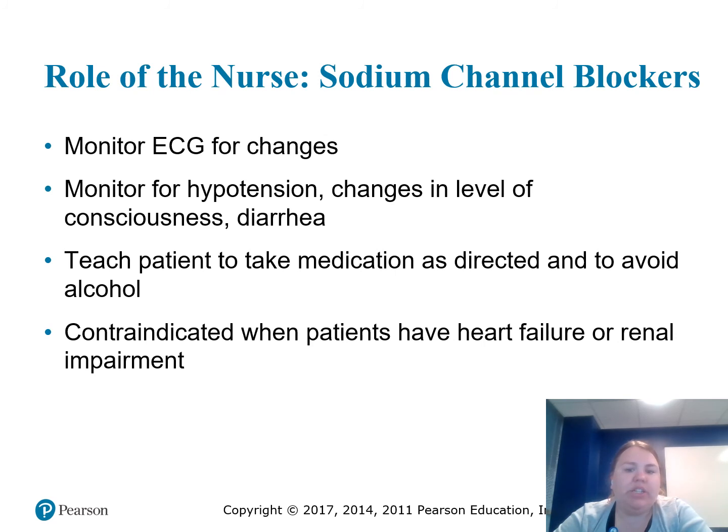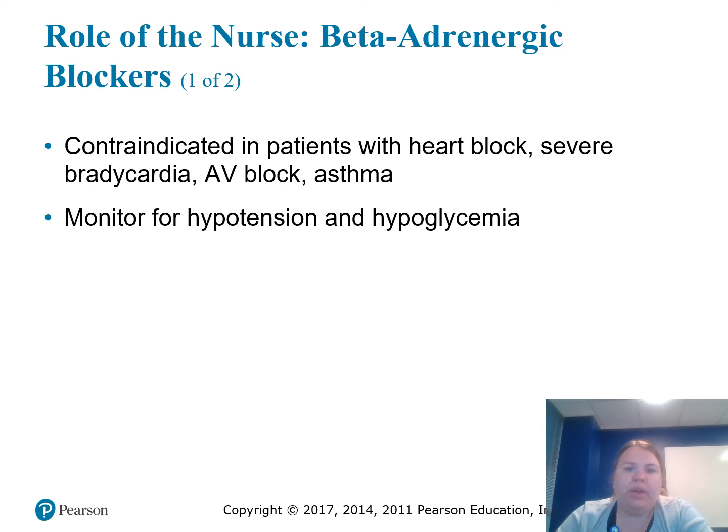And then for any patients who have heart failure or any renal impairment, if they're taking sodium channel blockers, it's contraindicated. Now, if they're given a beta blocker, a beta-adrenergic blocker, it's going to be contraindicated with patients who have a heart block, severe bradycardia, or an AV block or asthma. You're going to want to monitor for hypertension and hypoglycemia.